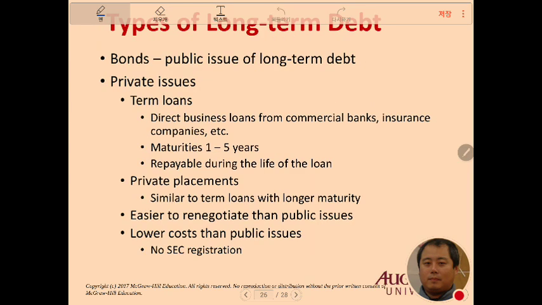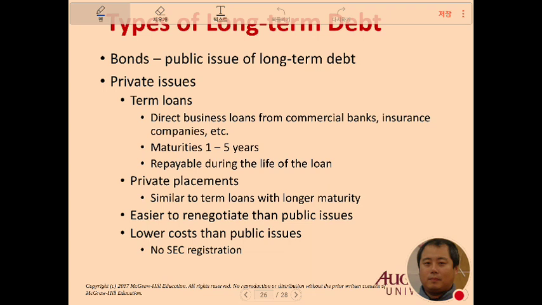Now let's talk a little bit about long-term debt. So types of long-term debt. We have bonds. Bonds are publicly traded long-term debt, and you can sell these bonds to the public to borrow money. And there are a number of private issues. There are term loans. It's a direct business loan from commercial banks or insurance companies, usually maturing in 1 to 5 years, and you can repay to the bank or the insurance companies, any financial intermediaries, during the life of the loan. There are also private placements, usually similar to term loans, but with longer maturity.